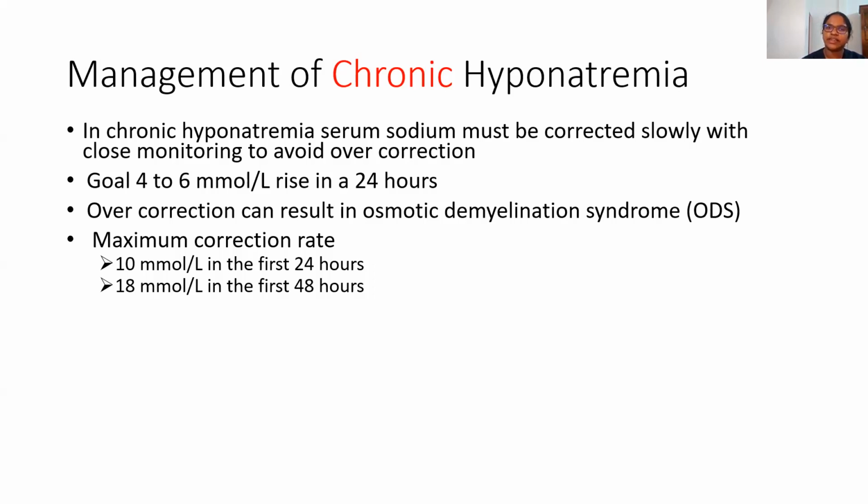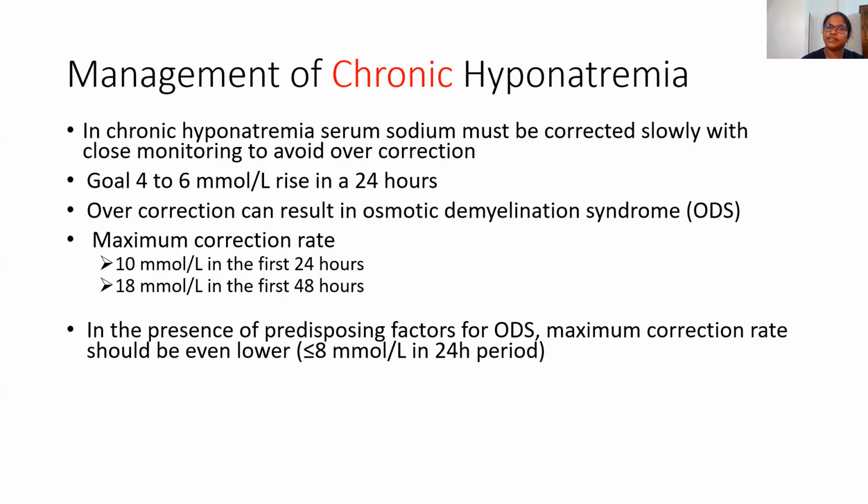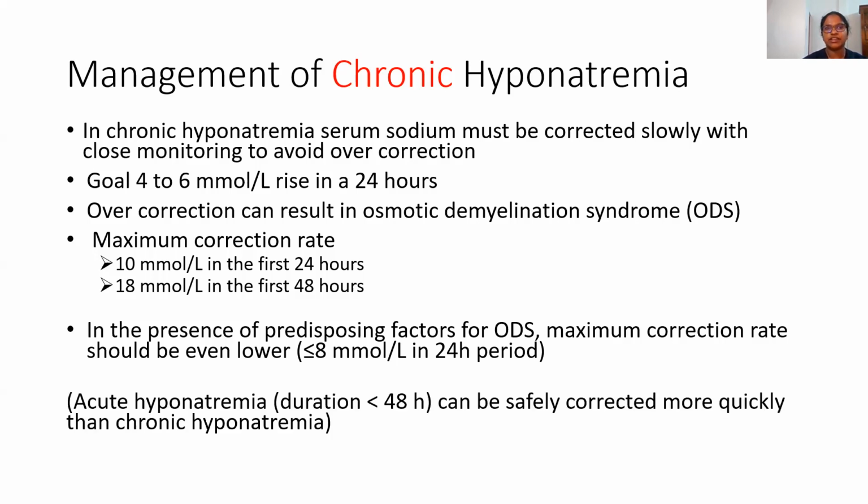If you overcorrect, this can result in osmotic demyelination syndrome due to rapid fluid shifts. There are some predisposing factors for osmotic demyelination syndrome apart from sodium correction. So if the patients already have predisposing factors, the correction rate should be even lower. It should be less than 8 millimoles per liter in the first 24-hour period. This is in contrast to acute hyponatremia. If the duration is less than 48 hours, you can treat aggressively, but in chronic hyponatremia, you can't.